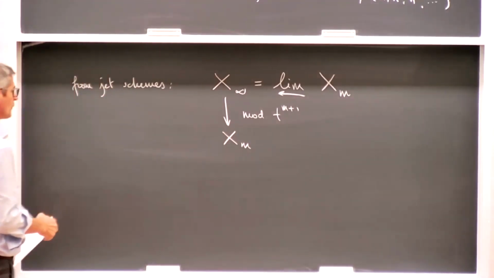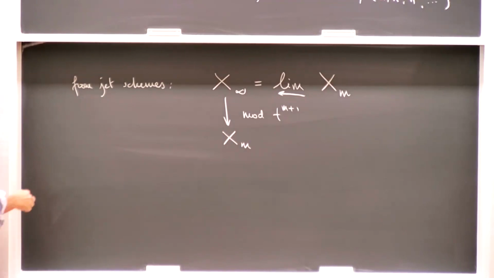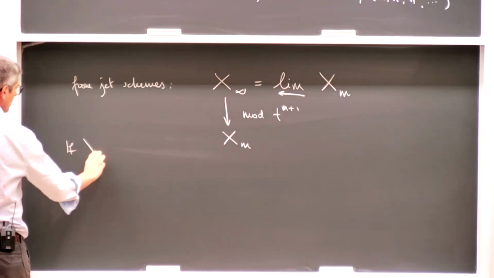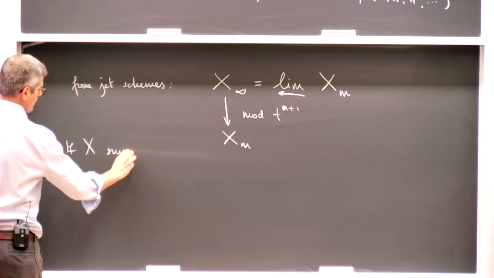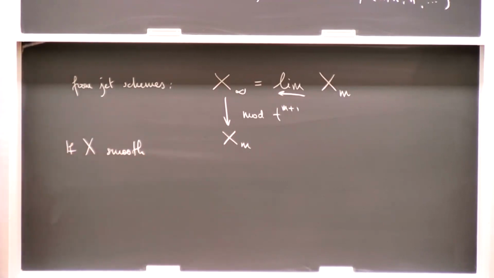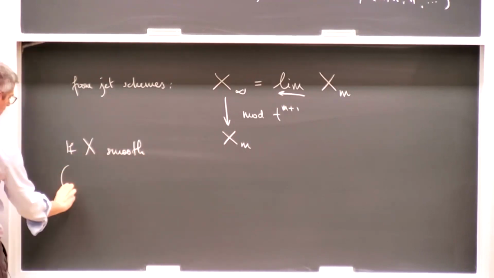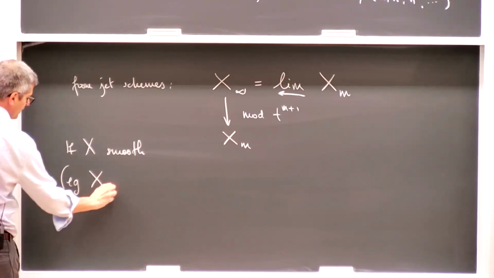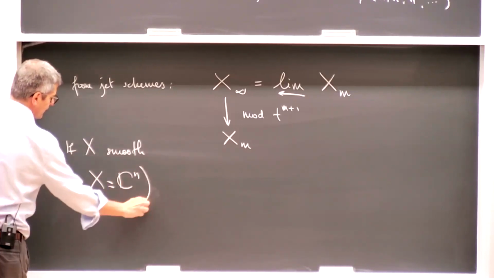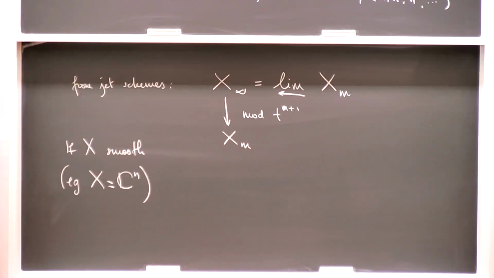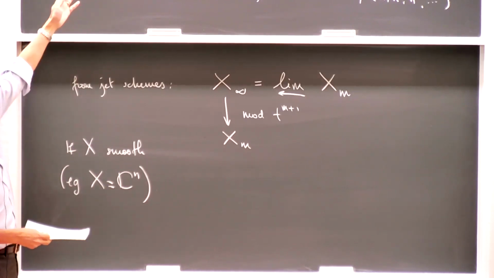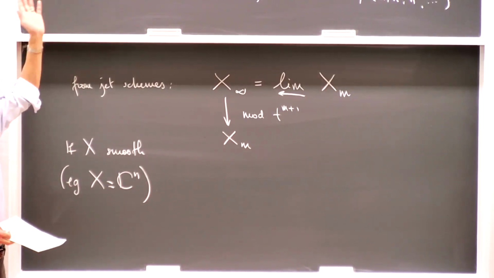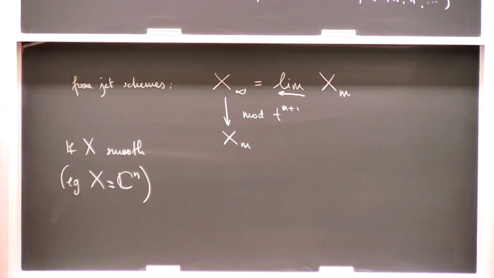Okay. So suppose, for instance, X is smooth. Suppose X is a smooth variety. For instance, X is just C^n. Well, then when I look back to this equation, I realize that I have no conditions on the coefficients. So all those coefficients, a_i, prime, double prime, and so on, they're completely free.